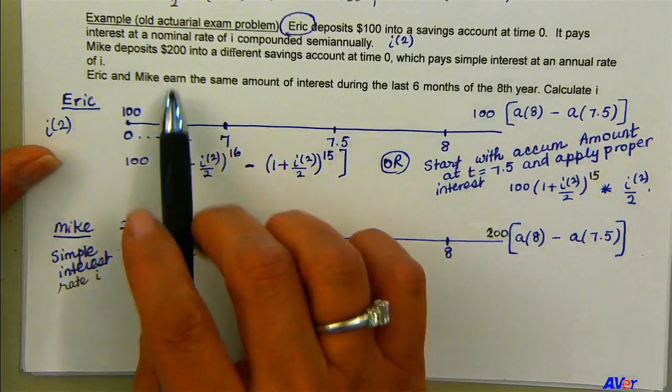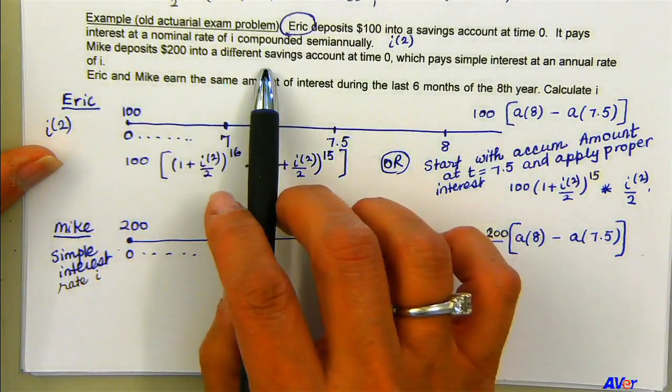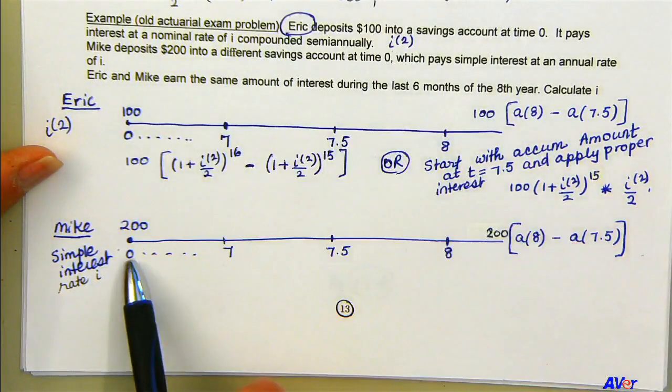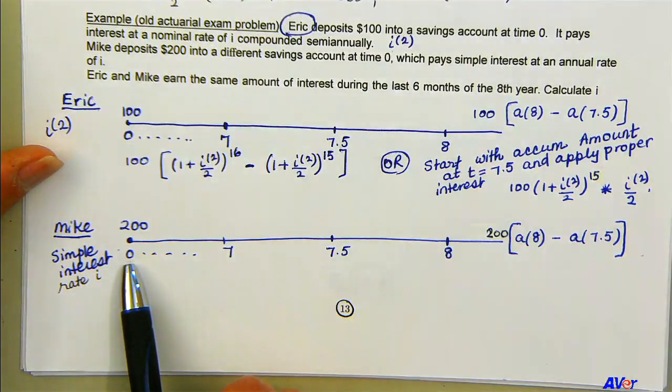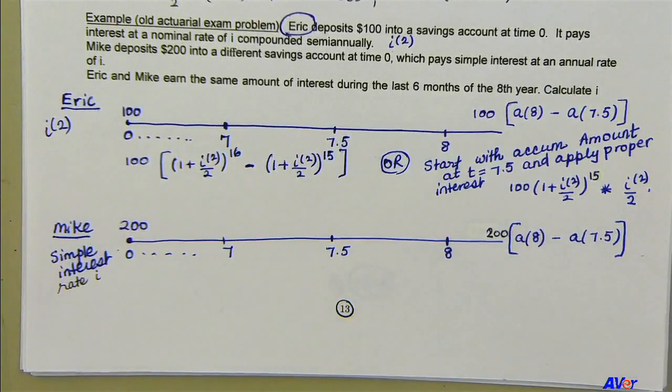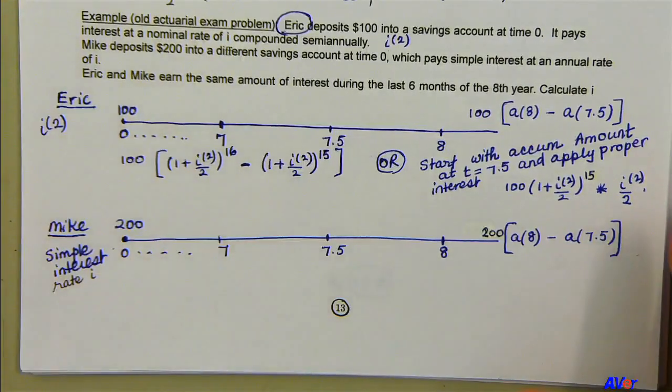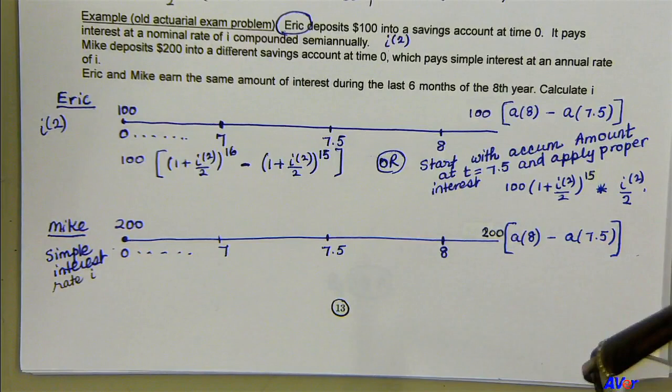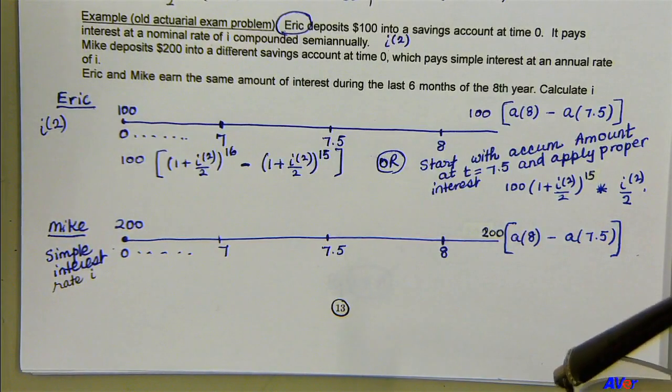Mike deposits 200 into a different savings account at time 0, which pays simple interest at an annual rate of I. Eric and Mike earned the same amount of interest during the last 6 months of the 8th year. Calculate I. So last time before we had to leave, we were trying to establish how much interest each one has earned on their account, right?